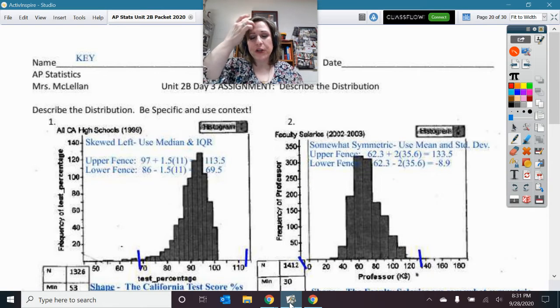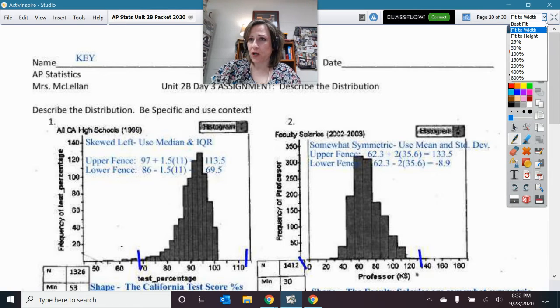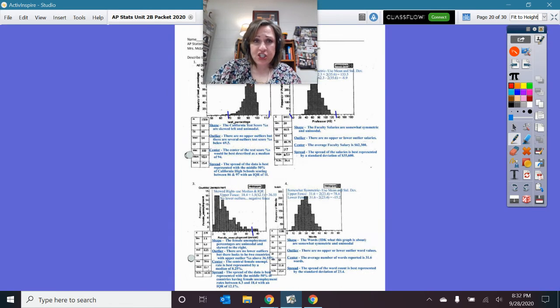All right, we're going to go over our describe the distribution assignment to see if we could do the shape, outlier, center, and spread. Okay, so first of all, I was just going to mention that we have two shapes that are skewed. So this first one here on the upper left is skewed left. So I'm going to use median and IQR, and I'm going to use the IQR fences on it. Number 3 is skewed to the right. If you're looking down, that's your right foot you're looking down at. So I'm going to also use median and IQR and the IQR fences.